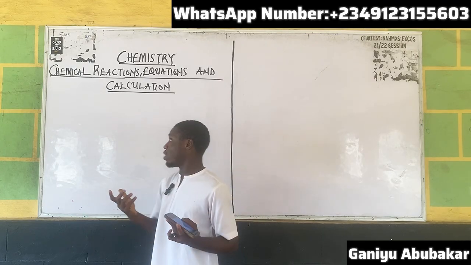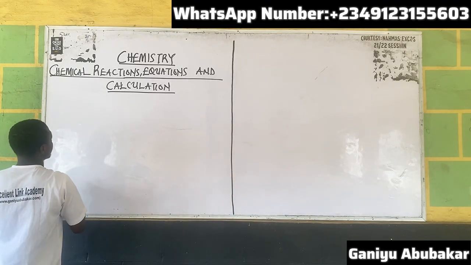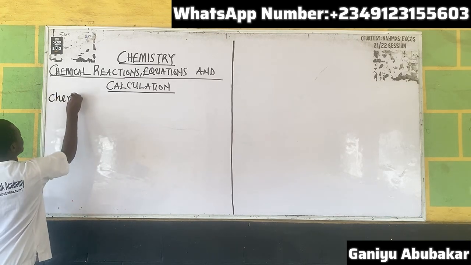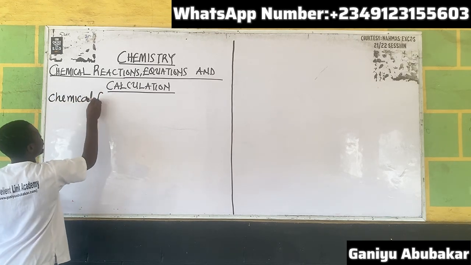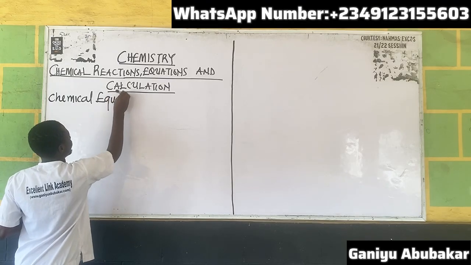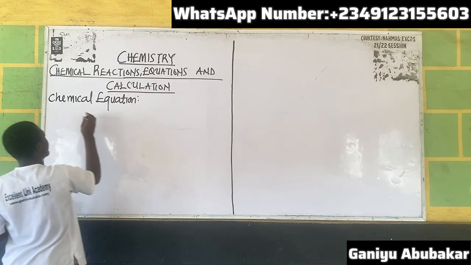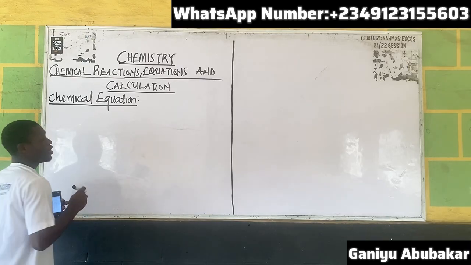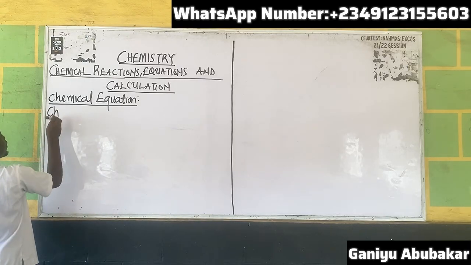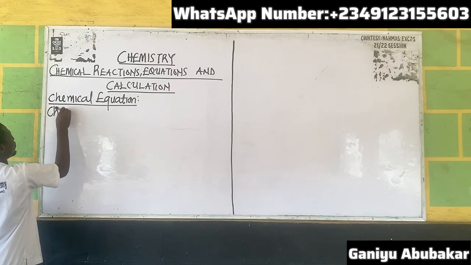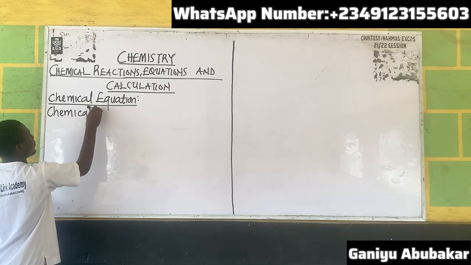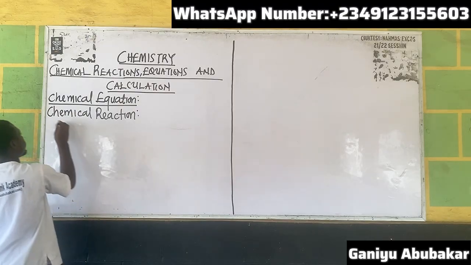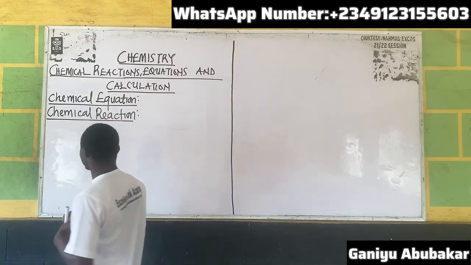How do you define chemical reaction? First things first, there was the chemical equation. I said this is simply the symbolic representation of a chemical reaction. Next up, let's define chemical reaction itself. All right, let's discuss chemical reaction.